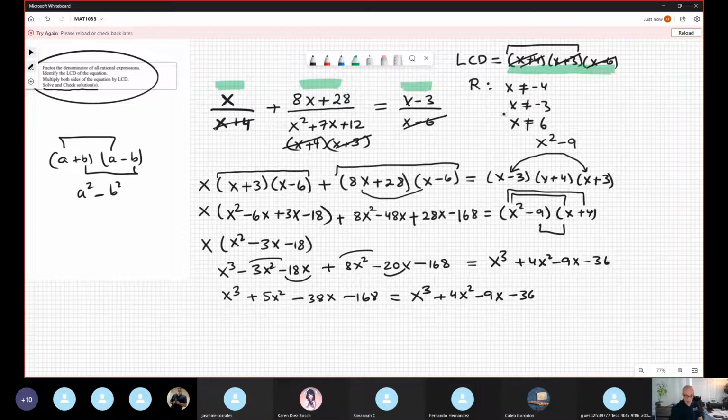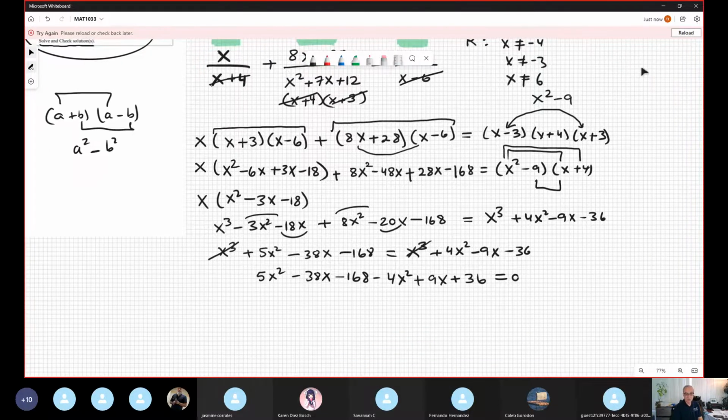Okay, I see that the cubic part cancels. I like that because I don't like cubic. I realize that this equation is a quadratic equation. So I copy 5x squared minus 38x minus 168 minus 4x squared. I bring everything to the left because I want the right hand side to be zero, equal to zero. And one more time, we combine like terms. 5 minus 4 is 1.